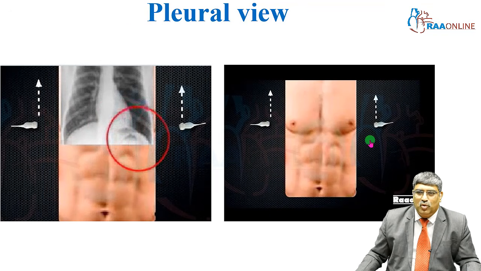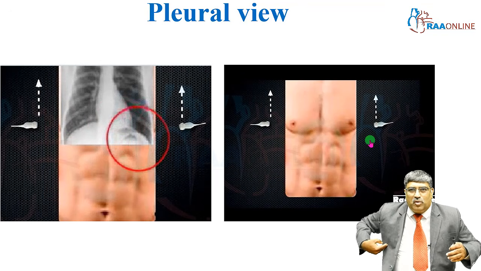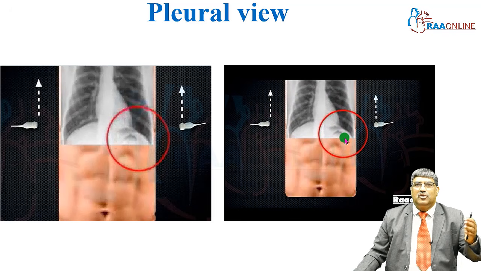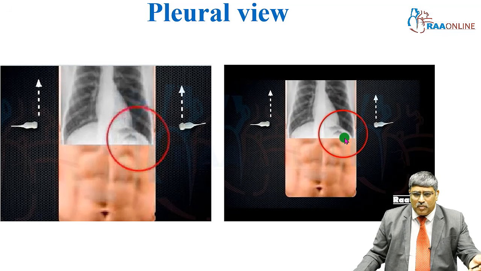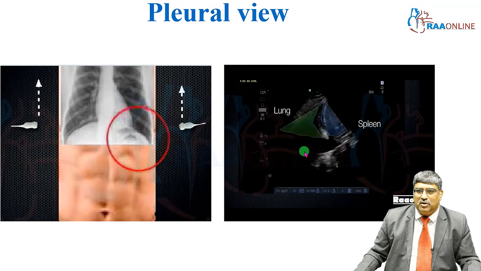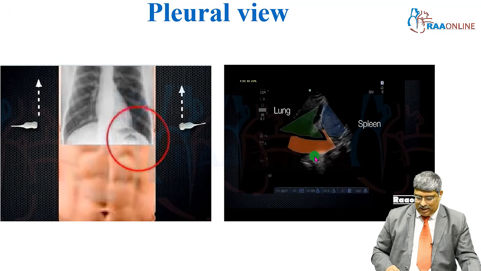Next comes the pleural view, where you place the probe on the sidewards and you have to cross the spleen and lung to look for any pleural collection. You cross the spleen and the lung and you can see for some volume management.